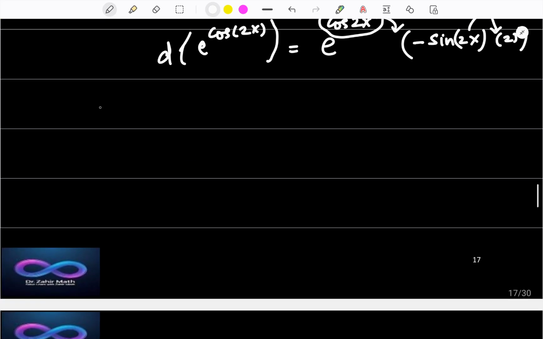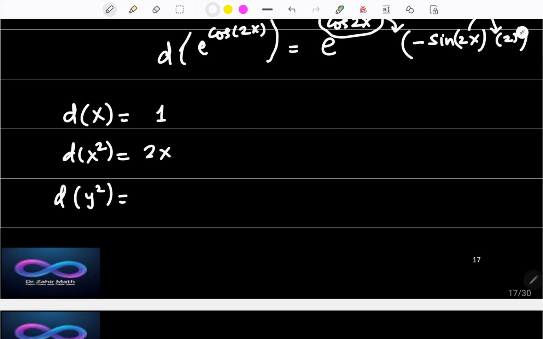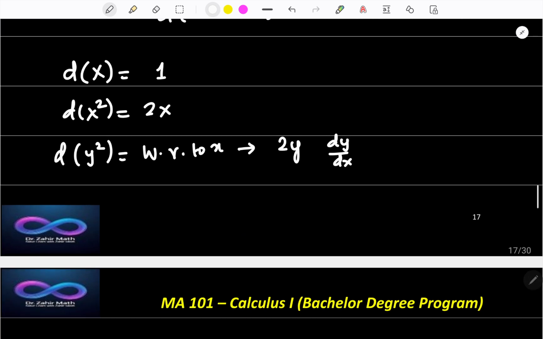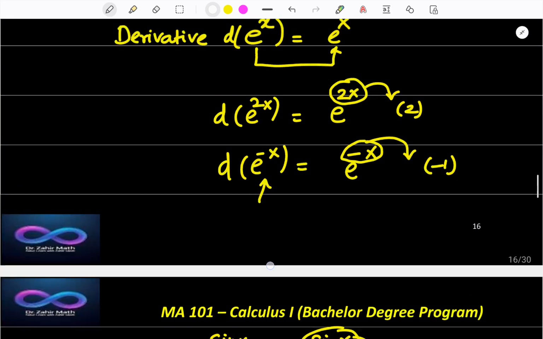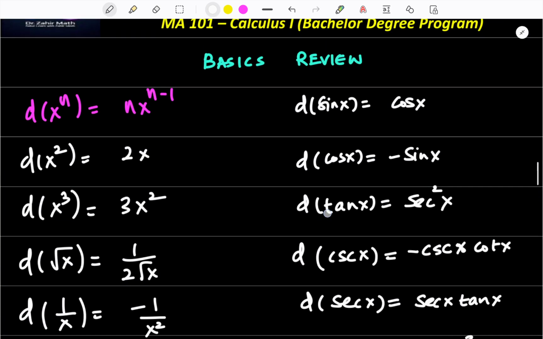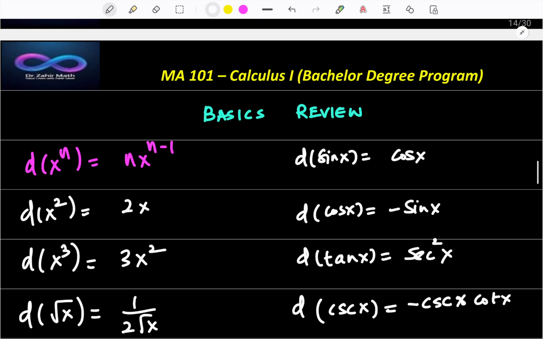One more thing I wanted to ask you. I asked you what is the derivative of x, you said 1. And I asked you what's the derivative of x square, you said 2x. What is the derivative of y square with respect to x? That is very important, which is 2y dy by dx. Keep in your mind: the derivative of y with respect to x is dy by dx. Clear? Right. So all these introduction parts, the basic ideas, keep in your mind, and based on that we are going to start the questions now.